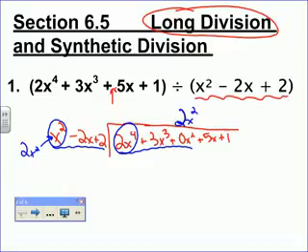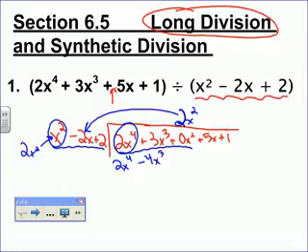And then you multiply all three of these terms by that 2x squared. Your first term always has to match, because you want to be able to subtract it and keep making it smaller until you get down to the end. So we take our 2x squared times negative 2x, and that's negative 4x to the third.